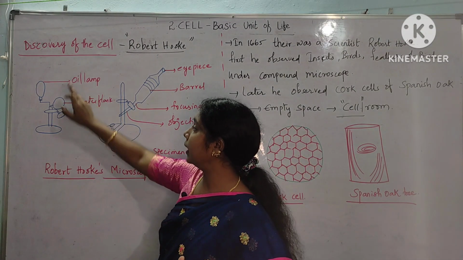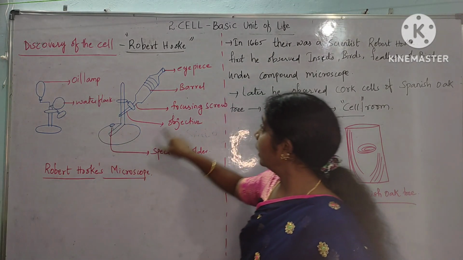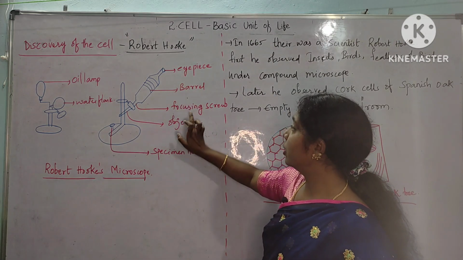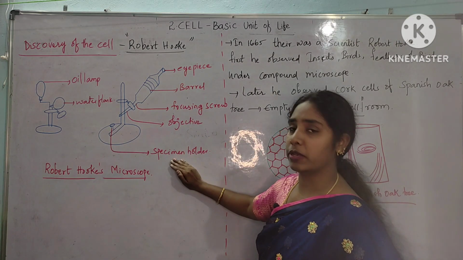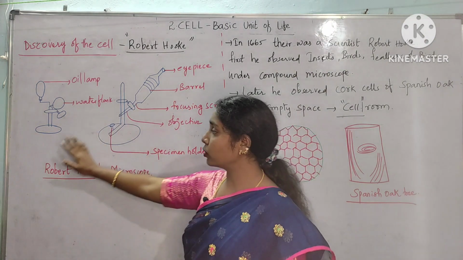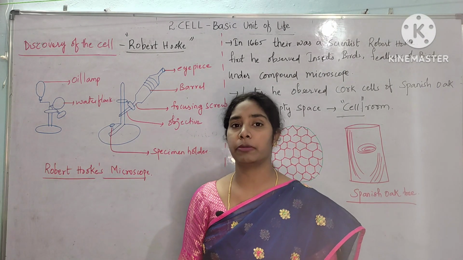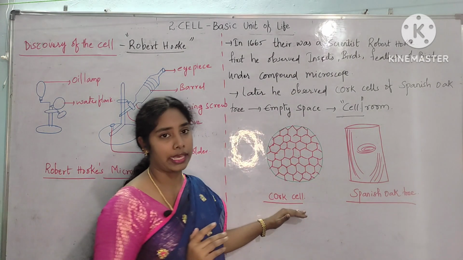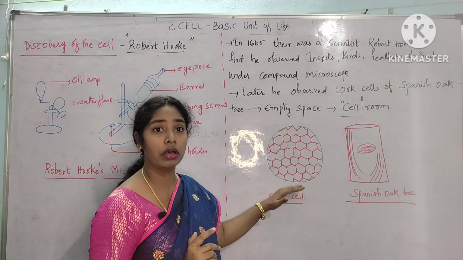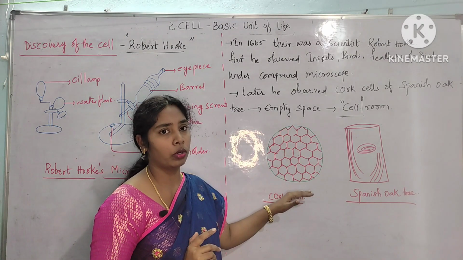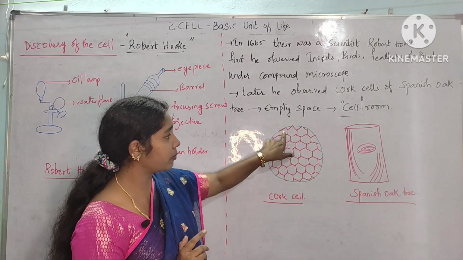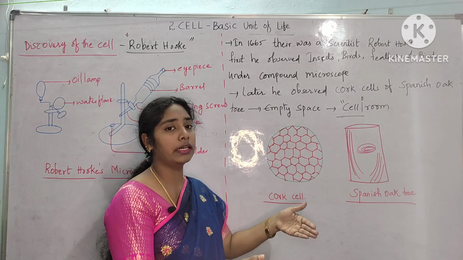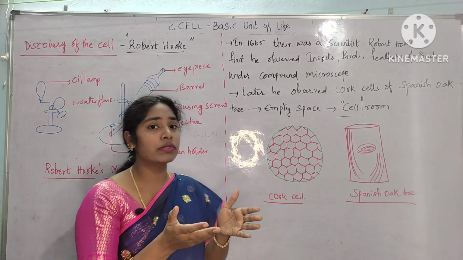It contains an oil lamp and a water flask. The microscope made by Robert Hooke contains an eyepiece, barrel, focusing screw, objective, and specimen holder. This is a simple microscope made by Robert Hooke, and under this microscope he observed cork cells like this, something like a honeycomb. Then he saw some empty spaces inside, so that's the reason he called those empty spaces, or empty rooms, cells.